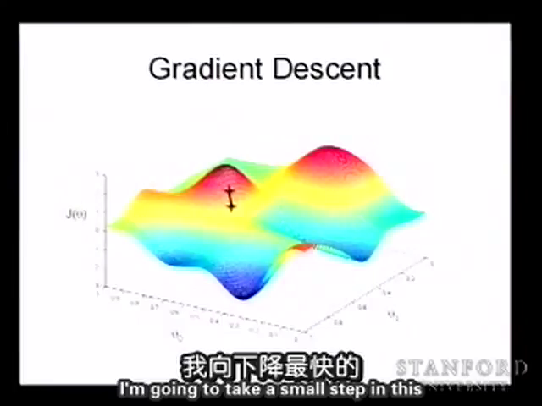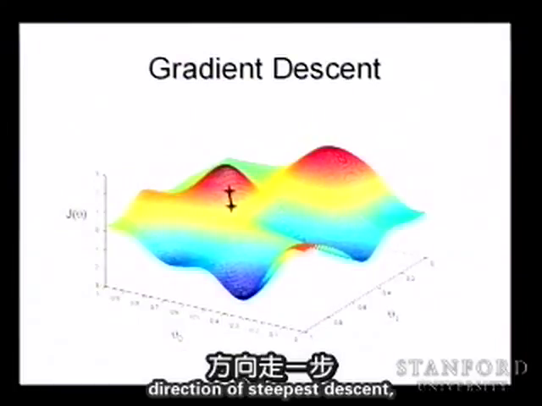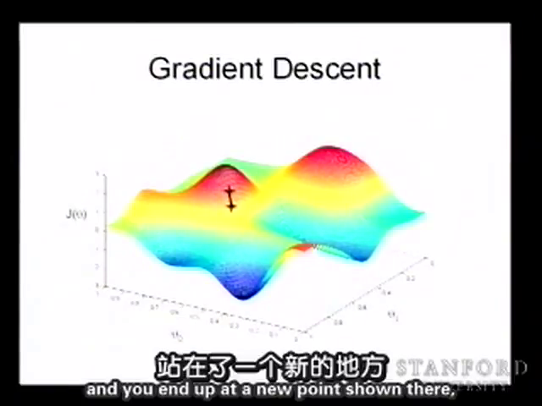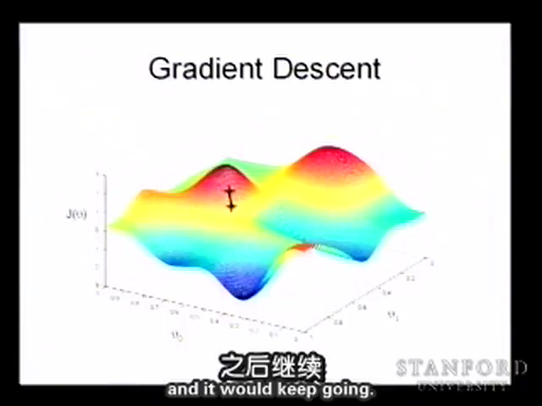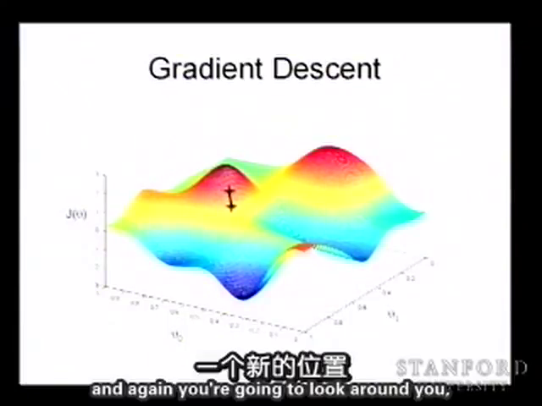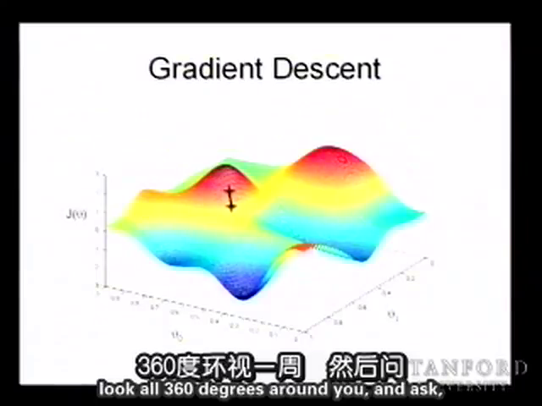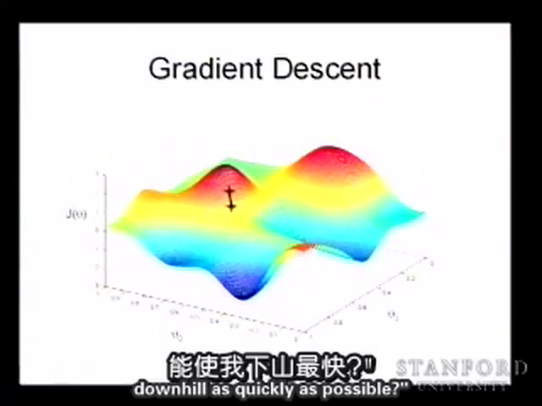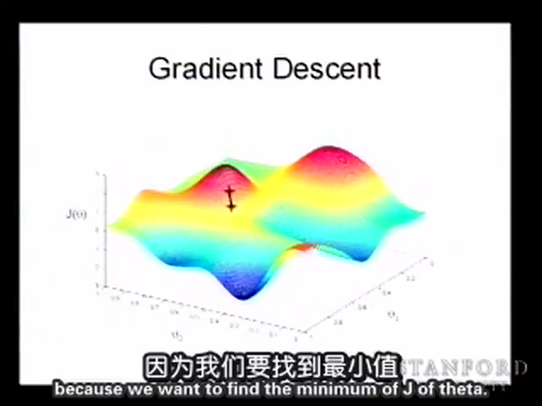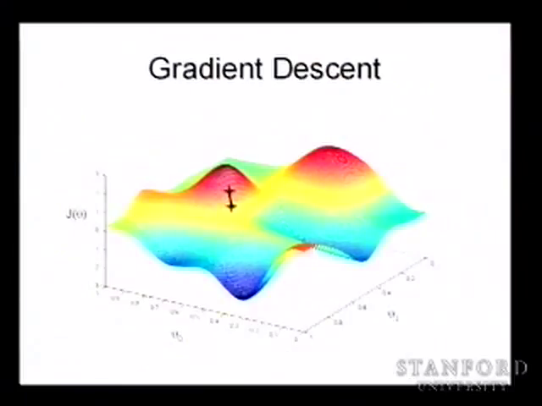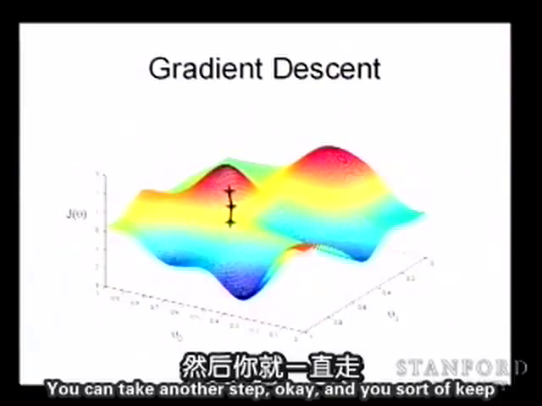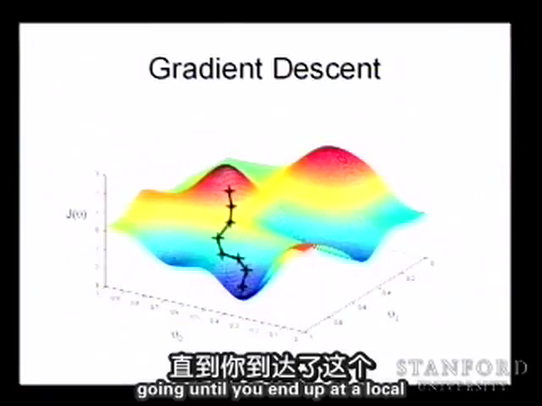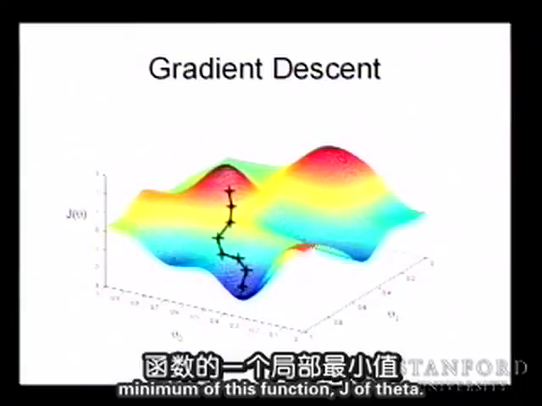We're going to take a small step in this direction of steepest descent, or in the direction of the gradient, it turns out to be. And then you take a small step and you end up at a new point shown up there. And then we keep going. You're now at a new point on this hill, and again you look all 360 degrees around you and ask, what is the direction that would take me downhill as quickly as possible? And we want to go downhill as quickly as possible because we want to find the minimum of j of theta. So you do that again, you take another step. Okay? And you keep going until you end up at a local minimum of this function, j of theta. Okay?